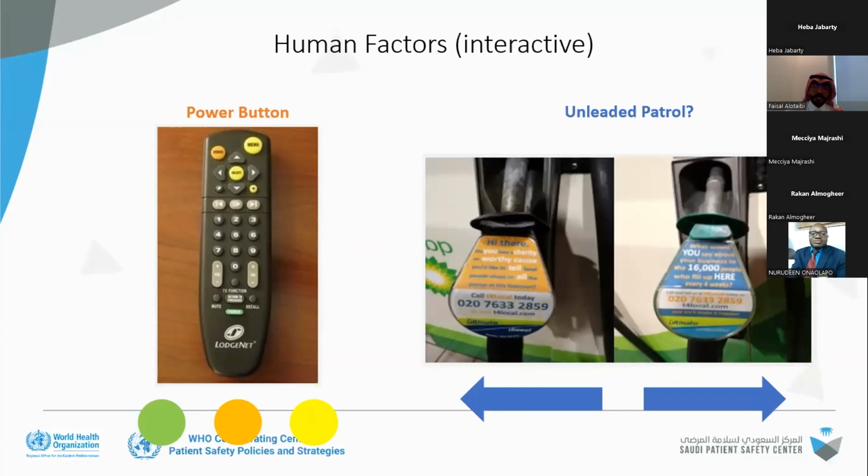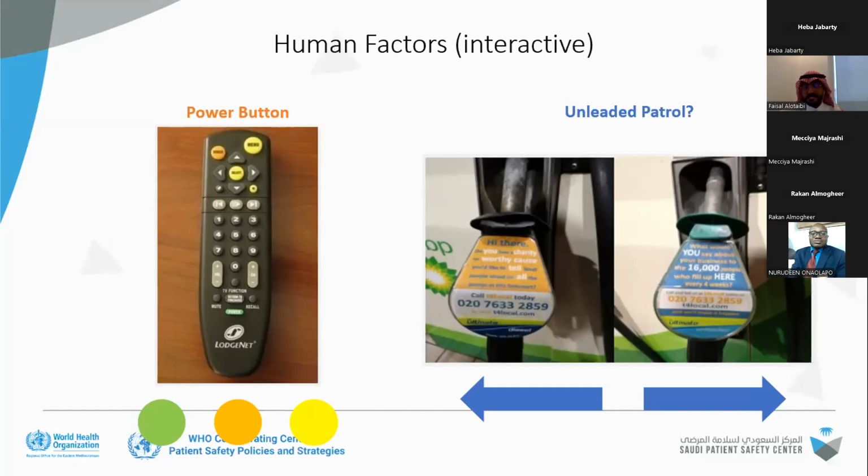If you are in a new country and you want to refuel your car, you are looking for unleaded petrol. Which one of them is unleaded petrol? The right one or the left one? The orange or the blue? Can you write in the chat, please? As you can see, there are a lot of signs on the orange and the same with the blue, so it's hard to decide. Yes, it's the blue one. You are correct.